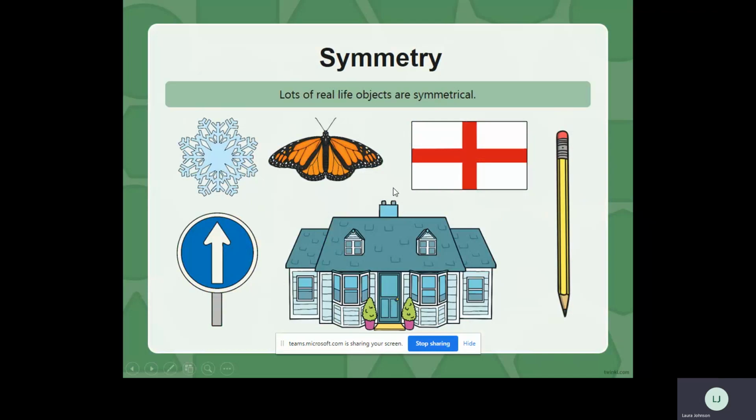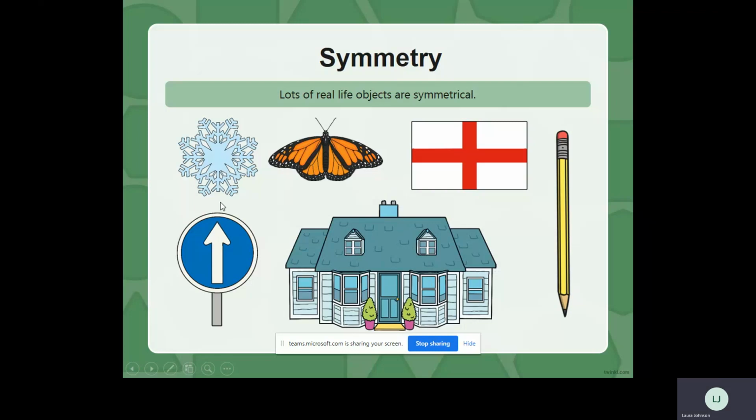Let's look at the house. If I put my line of symmetry down the middle, it would be the same on both sides vertically, but if I put my line across the middle horizontally, it wouldn't be the same on both sides because we've got a roof at the top and we haven't got one at the bottom. So there's only one line of symmetry here.